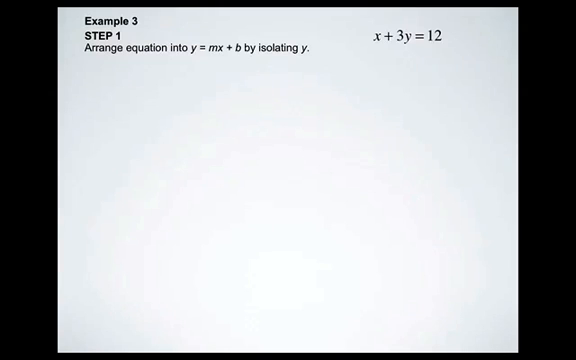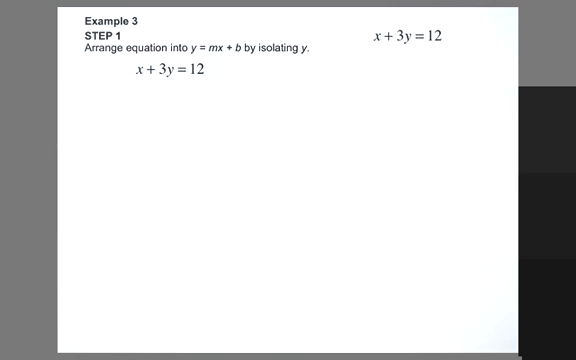So our first step will be to arrange the equation into y equals mx plus b format by isolating y. We'll start off with our original equation. Then we'll move the x to the other side by subtracting it from both sides. This will leave us with 3y is equal to 12 minus x.